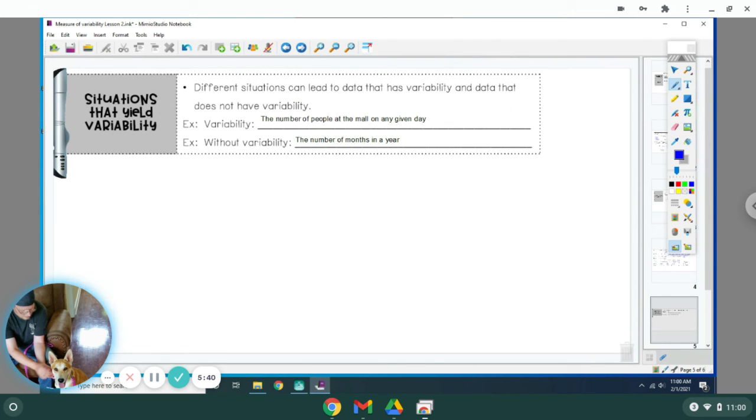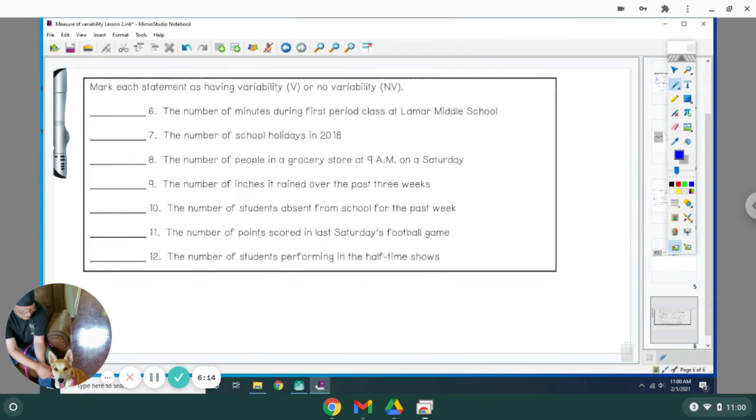Now we're going to learn about situations that yield variability. There are different situations that can lead to data that has variability and data that does not. Variability is the number of people at the mall on any given day, meaning that it varies. If you go to the mall on any given day, there's going to be a random number of people. You cannot determine that just based on the day of the week. Without variability is the number of months in a year. That means the number of months in a year does not vary, meaning it will be the exact same every year. Okay, that's without variability.